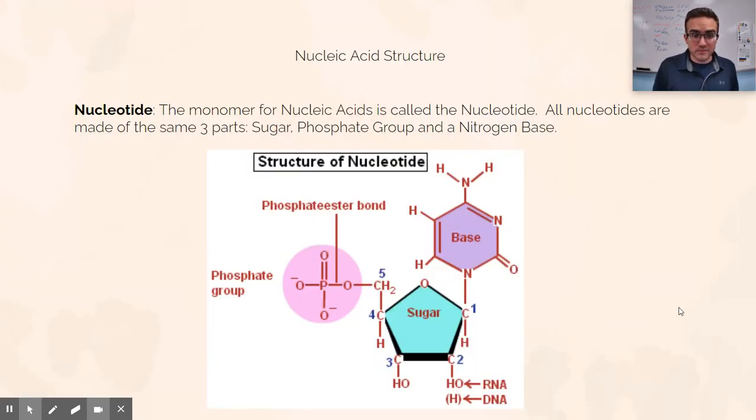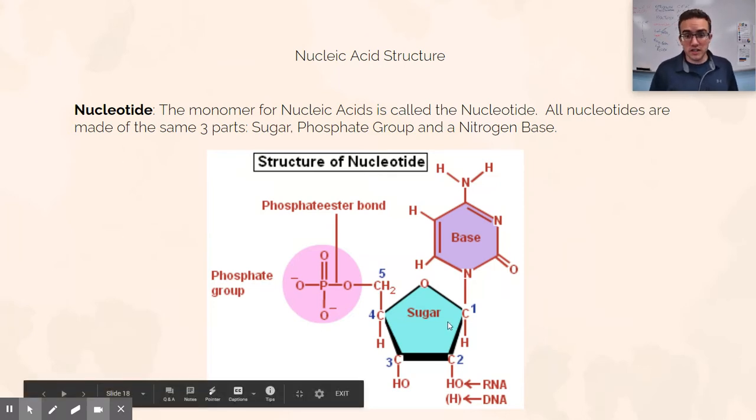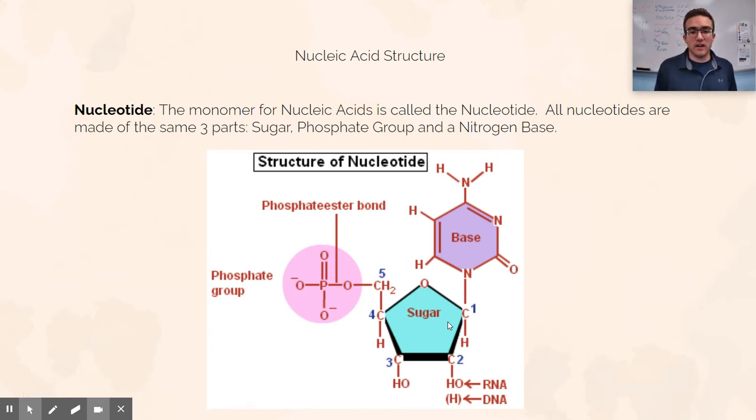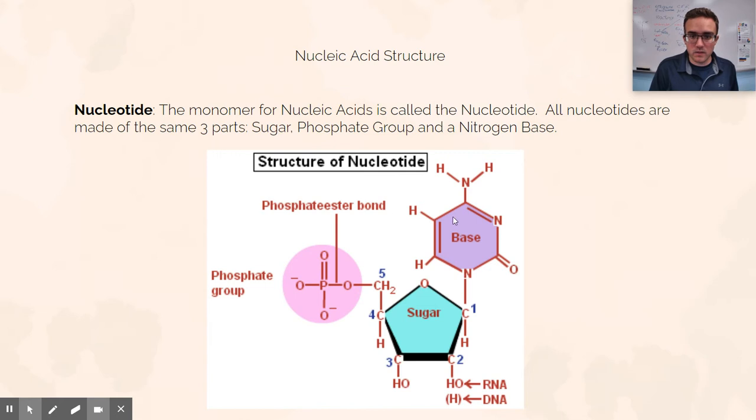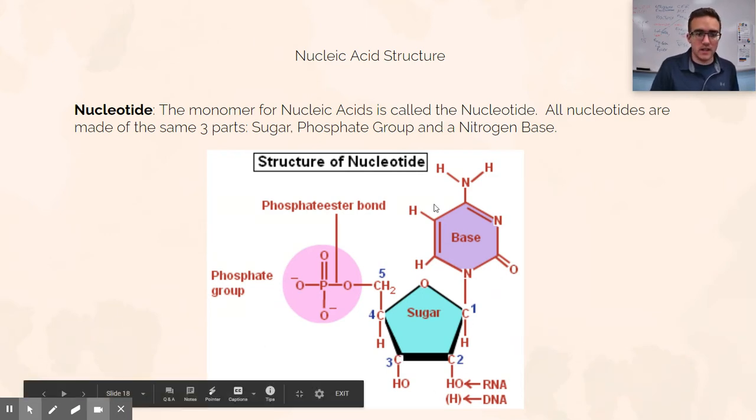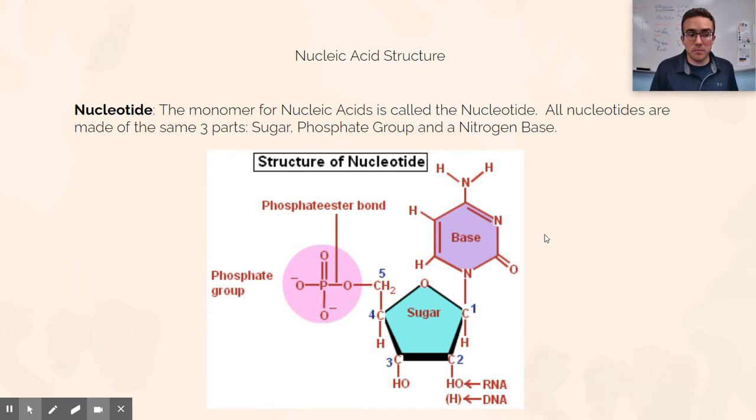So the monomer is called a nucleotide, and all nucleotides share the same three parts: sugar, a nitrogen base, and then a phosphate group. All right, here's the sugar. The sugar is either going to be deoxyribose if it's DNA, and if it's RNA, it'll be ribose. So the only two sugars there. The nitrogen containing base, there's 5 different ones, and we'll cover more in the DNA and RNA unit. And then the phosphate group. So the 3 parts: phosphate group, sugar, and the nitrogen containing base. That's the parts of a nucleotide.